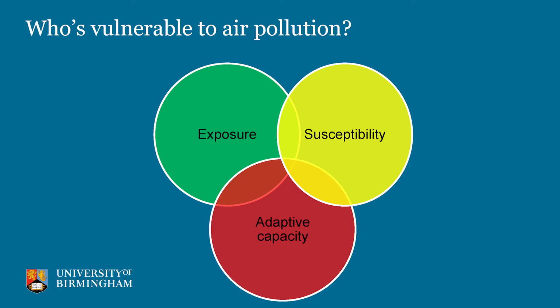Also, we need to think about susceptibility. We need to think about who is particularly affected by air pollution. It turns out the young are affected, the older are affected, and those with pre-existing conditions are affected. And finally, and just as importantly, we need to think about the adaptive capacity. Put simply, how able are we to engineer ourselves out of the problem?